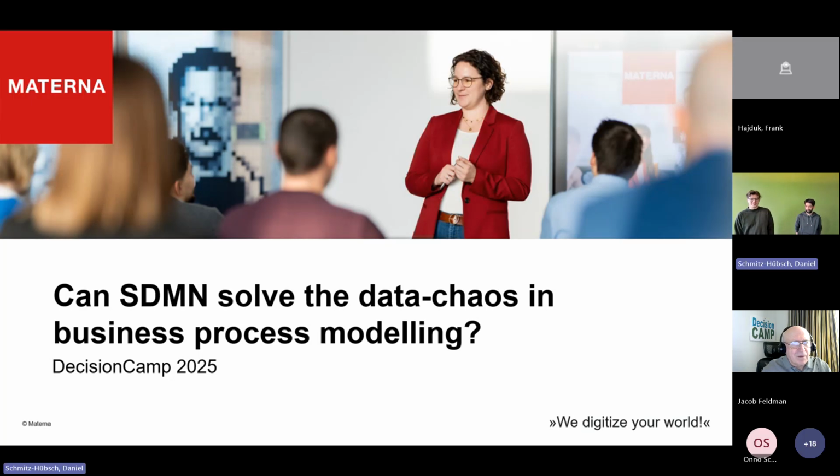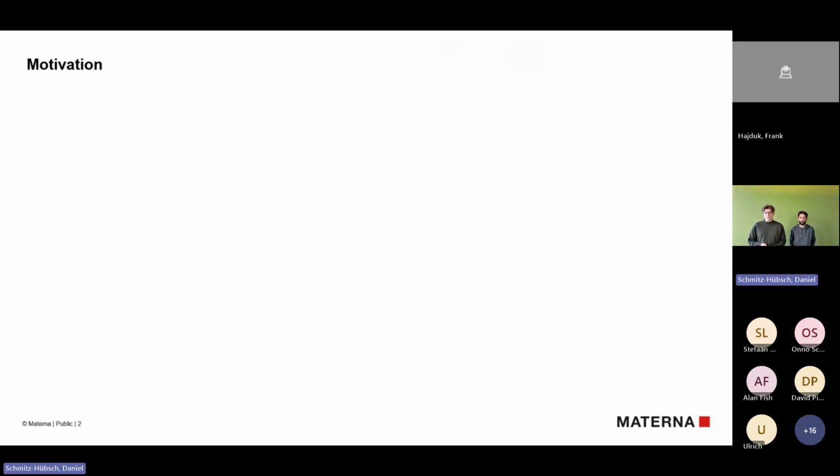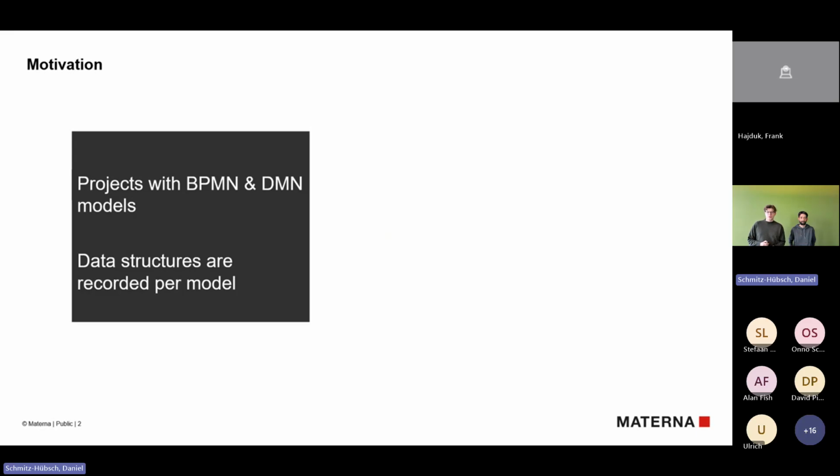Thank you, Jacob, for the introduction. Yes, today we're going to talk about the SDMN standard. We already saw in the last presentation some models and some information about the standard, but we want to take a look at what the standard is about and ask the question, can SDMN solve the data chaos in business process modeling? Let me start by explaining the bold claim that we have, that a data chaos exists in business process modeling.